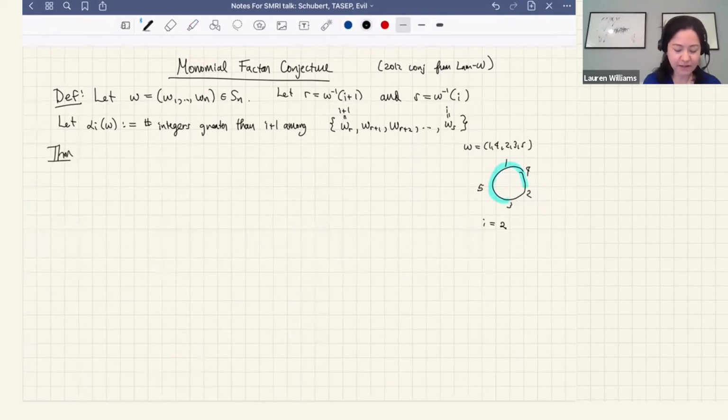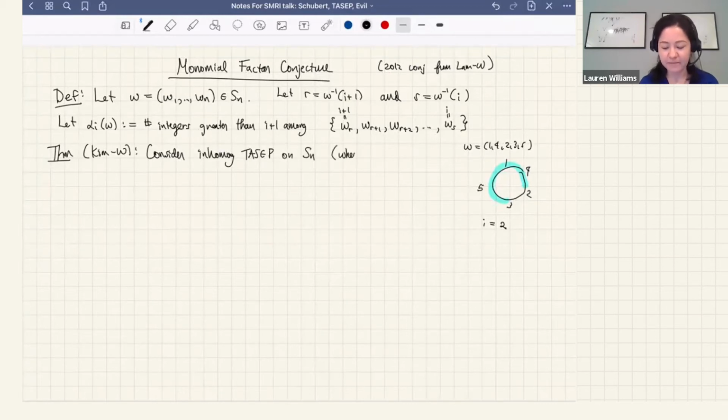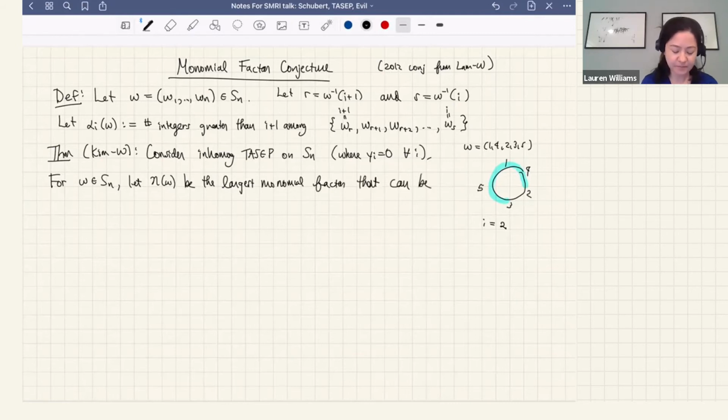Okay, so now I can write down the first result. So we consider the inhomogeneous TASEP on the ring, and this is where y_i is 0 for all i. So now for w, a state, let's let eta of w be the largest monomial factor that can be factored out of psi_w. Then the statement is a precise formula for eta of w.